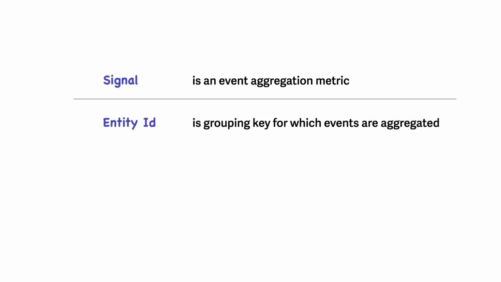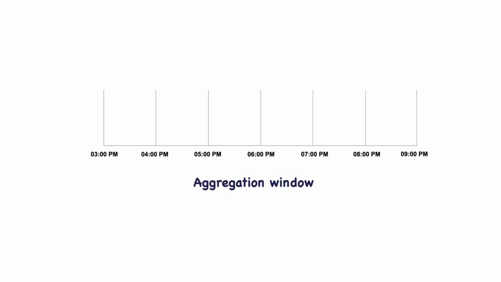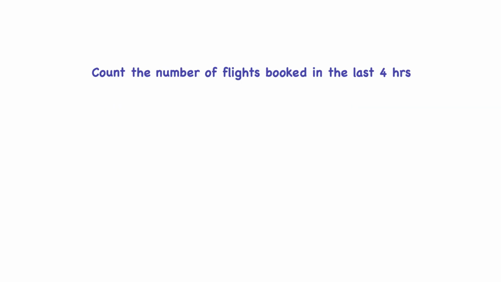The Datablit signal is an aggregation metric and the entity ID is the group key for which events are aggregated. The signal is calculated at entity level. This means signal allows us to process and aggregate streaming event data at a fixed overlapping time interval. Sounds complicated? Let's understand the signal with a simple example.